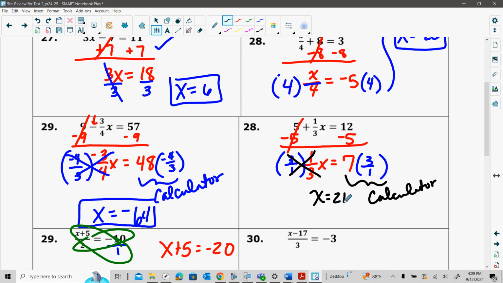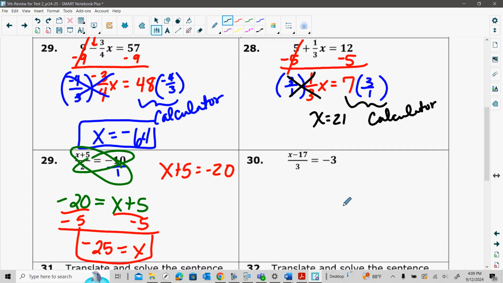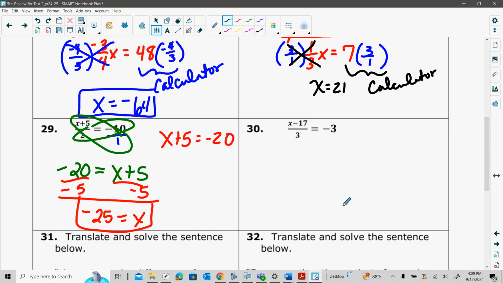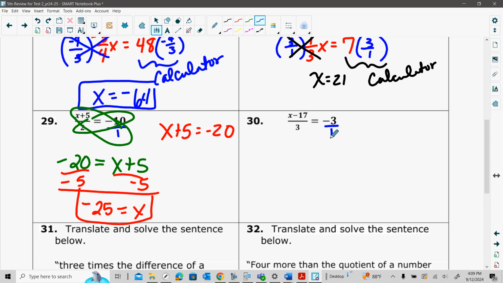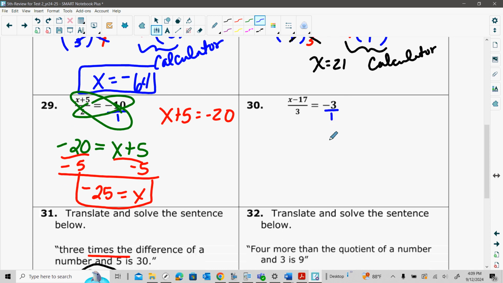And then hopefully on this 30, remember if we have an expression on the top of a fraction, we need to think of this as over 1, make it 2 fractions, and then cross multiply to solve. So try to do 30.